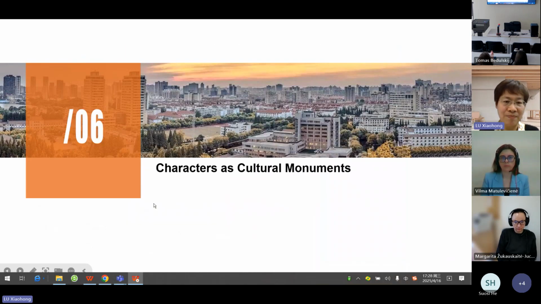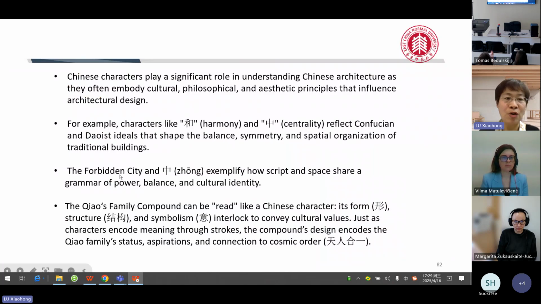And we say character, a cultural monument. So characters play a significant role in understanding Chinese culture. We would like to understand Chinese culture better through these characters or through this architecture. So Qiao's family compound and the Forbidden City can be read like a Chinese character. They have form, structure, and symbolic meanings interrelated to convey cultural values.